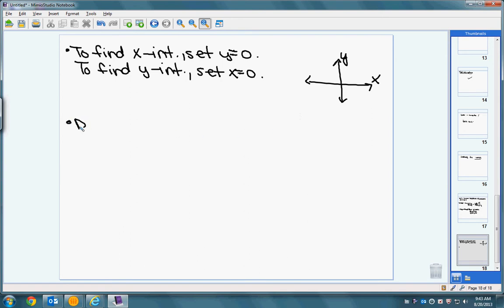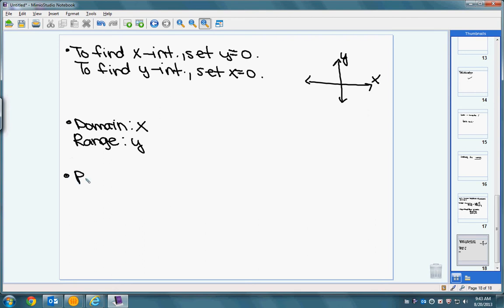The next thing we're going to talk about is domain and range. Do you remember what the domain is? The domain is the x answers. The range is the y. So again, x comes before y, d comes before r. Hopefully that helps you remember.